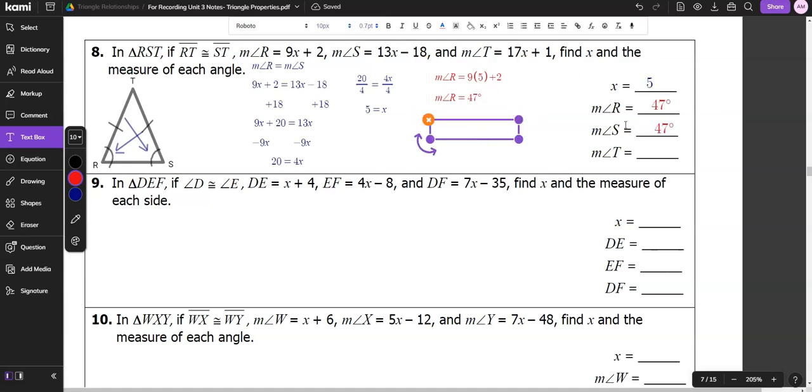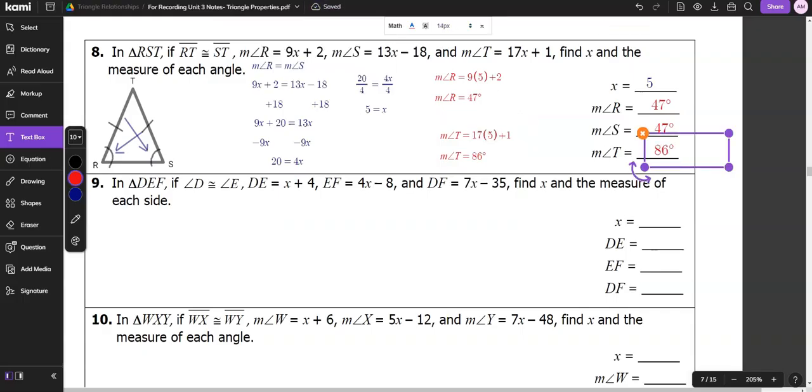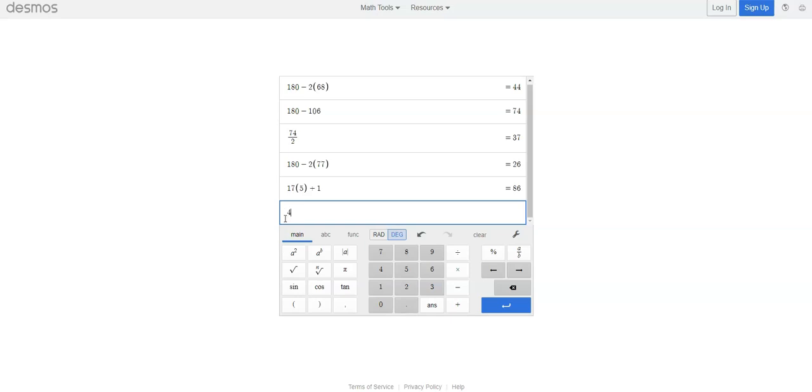Now for the angle T, we could use 180 minus the sum of 47 and 47. Or we could, in the spirit of the assignment, go ahead and just plug 5 into the expression given. So that's what I'm going to do in this case. So the measure of angle T is going to be equal to 17 times 5 plus 1, and we get 86. And if we want to check our work, we can add the 3 angles together. We get 180.